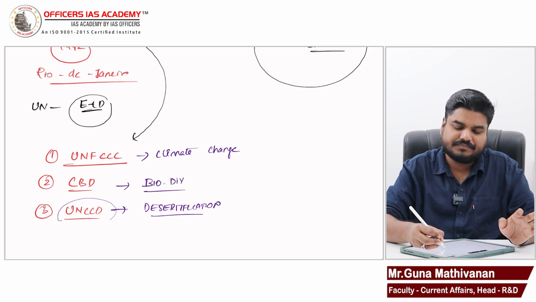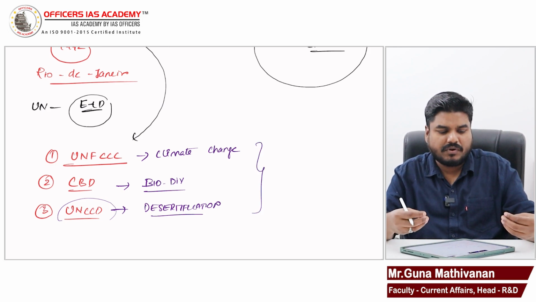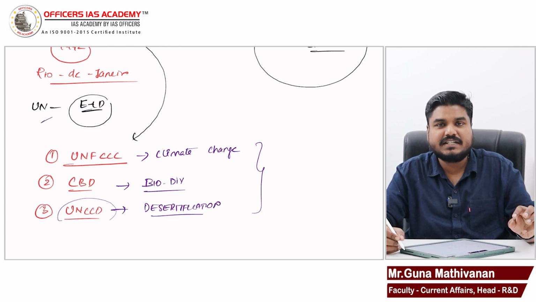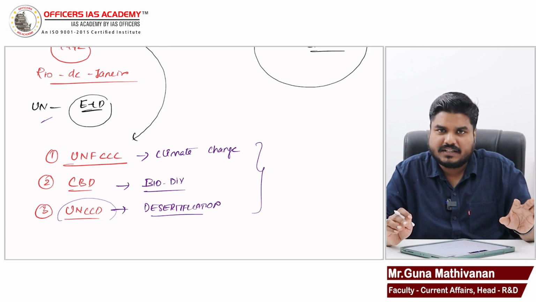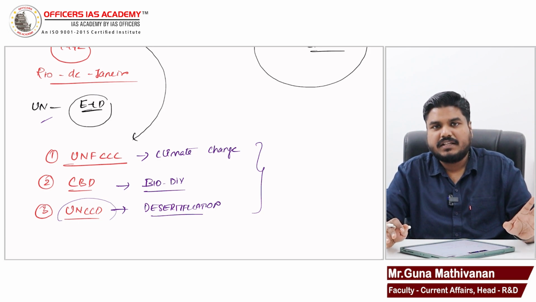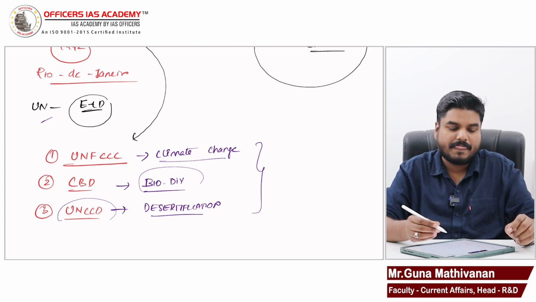So three important agreements were signed. It was the product of the UN Conference on Environment and Development, which was held in 1992. That summit we are referring to as Earth Summit. Right? UNFCCC focuses on climate change, CBD is on biological diversity, UNCCD is on desertification.